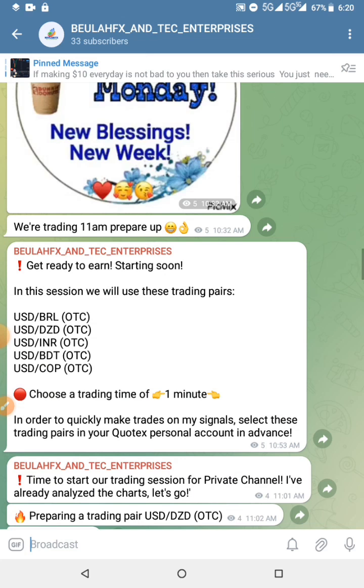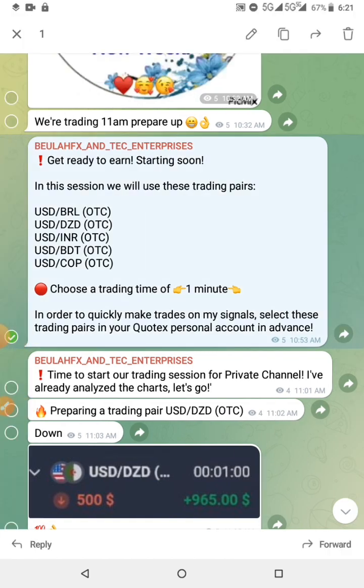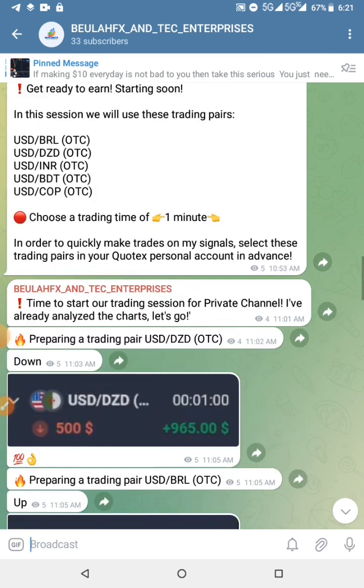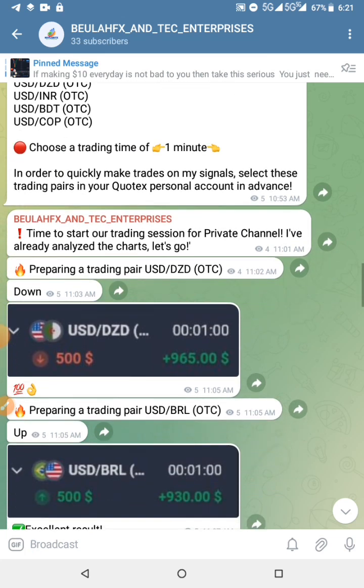I trade 11 a.m. and 5 p.m. every day. So once it's 10:50 or 10:50 something, I will drop the currency pair to trade on. As you can see, I'll have the 4 or 5 currency pairs I'm going to trade on for that day, and I ask everyone to select them in their Quotex account on time, because when I start dropping the signal, it should not be the time you start searching for those currency pairs. Once I start preparing a currency pair, you should select it at once.